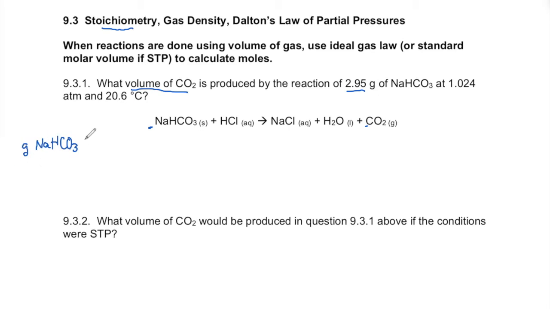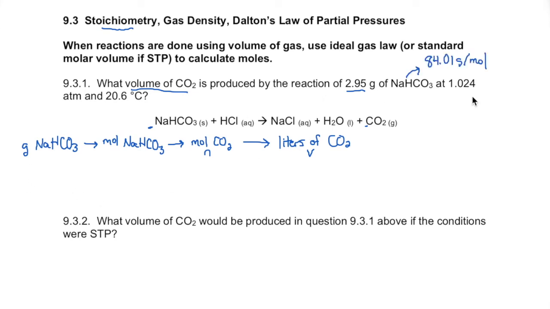So starting with grams of sodium bicarbonate, we are going to need to get to moles of sodium bicarbonate. And then that can get us to moles of carbon dioxide gas. And then once we have the moles, that is n. To get to the liters, or the volume, we're going to need to use some gas laws. So for this first step, we need the molar mass, then we need the coefficients, and then we need gas laws. So let's take our first step and use this molar mass, 84.01 grams per mole, to get from grams of sodium bicarbonate to moles.